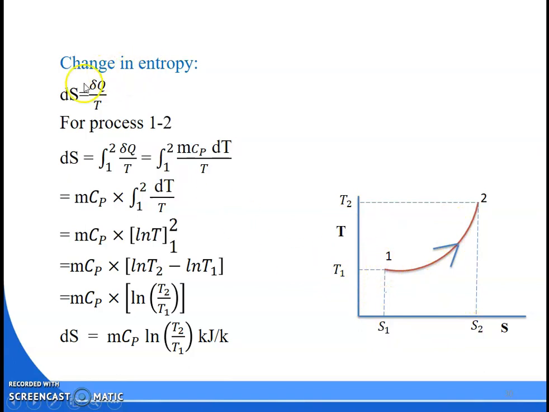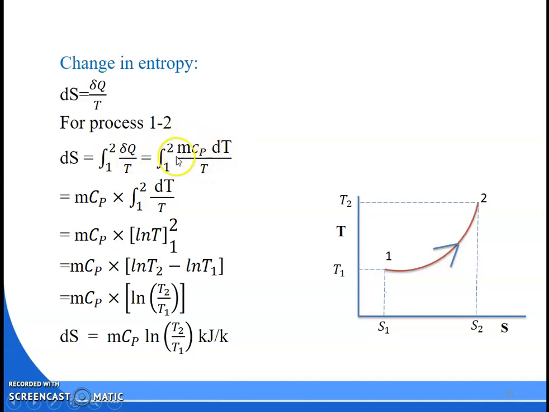Okay. So what is your change in entropy? The formula for change in entropy: ds is equal to del Q by T. Then for process 1 to 2, what can I write? ds is equal to integration of 1 to 2 of del Q by T. You have to integrate ds also, so S is equal to integration of 1 to 2 of del Q by T. What is your formula for del Q for constant pressure process? mCp dt. So in place of del Q, I can write mCp dt divided by T.